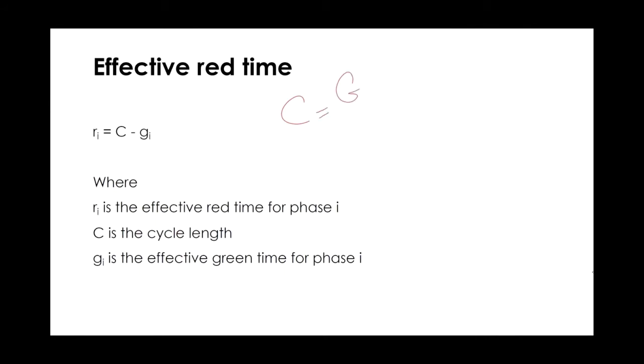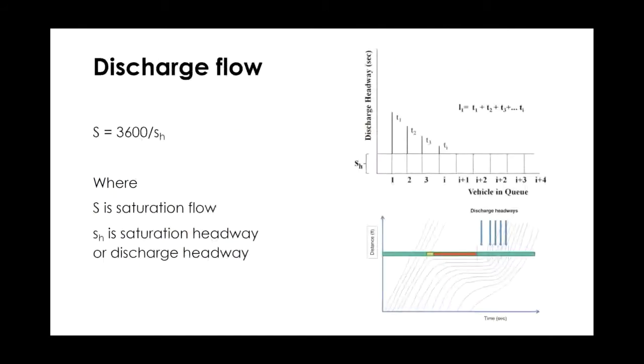And again, as I said before, cycle length is equal to capital G, capital yellow, and capital red. Or I can replace that with effective green time and effective red time, then there's no yellow, right? Because it's either effective red or effective green. So cycle length could be G plus R as well. Or another way, capital C minus effective green time gives us the effective red time.